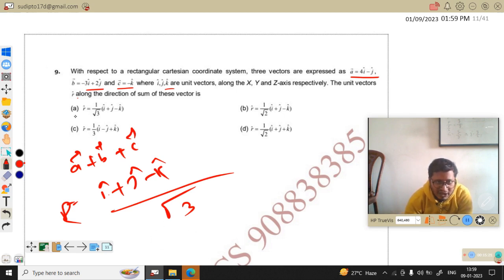So which option is right? Option A. Clear? Next.